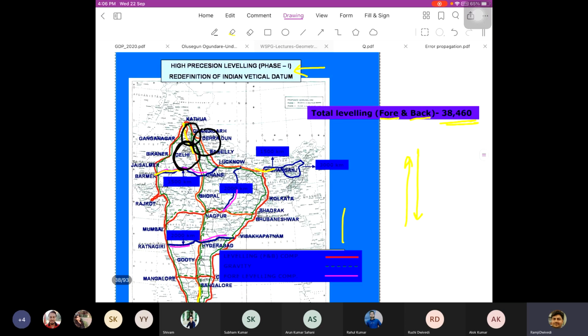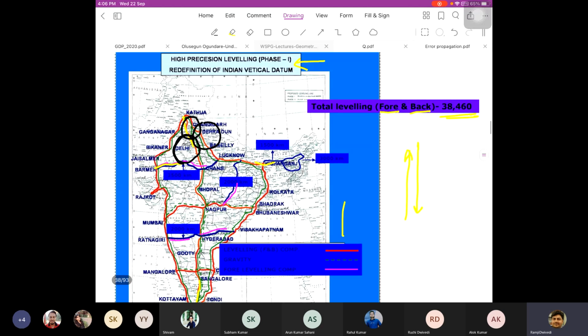Very, very risky job, I would say, because you have to travel a lot. And every single line you have to travel with more precision. Measurement is with more precision. And how is it done? It is obviously with the basic leveling network. And not only is the measurement important, the adjustment of the network is important.